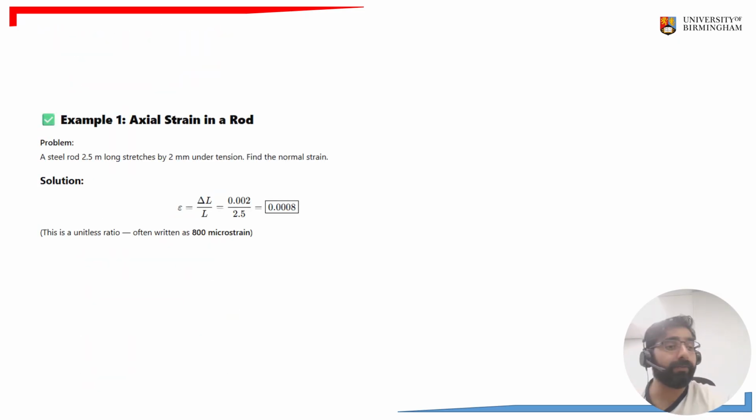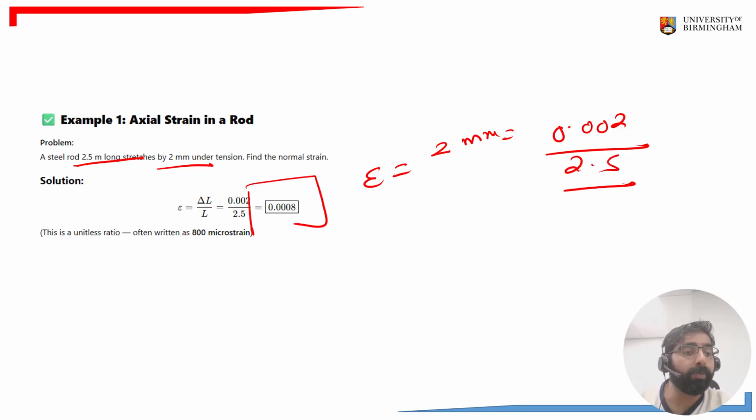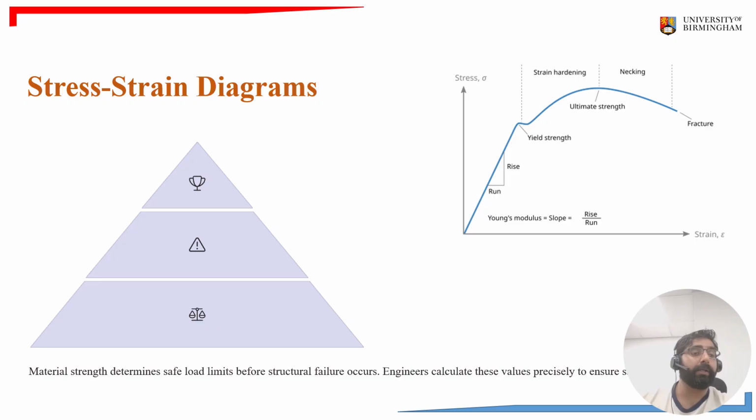So let's understand with an example. A rod that is 2.5 meters long stretches by 2 mm under the tension. So strain would be calculated as delta L. It was 2 mm. We convert it into meters. It will be 0.002 meters divided by the length, which is 2.5. So the strain would be 0.0008. So this is how we calculate the strain in the materials.